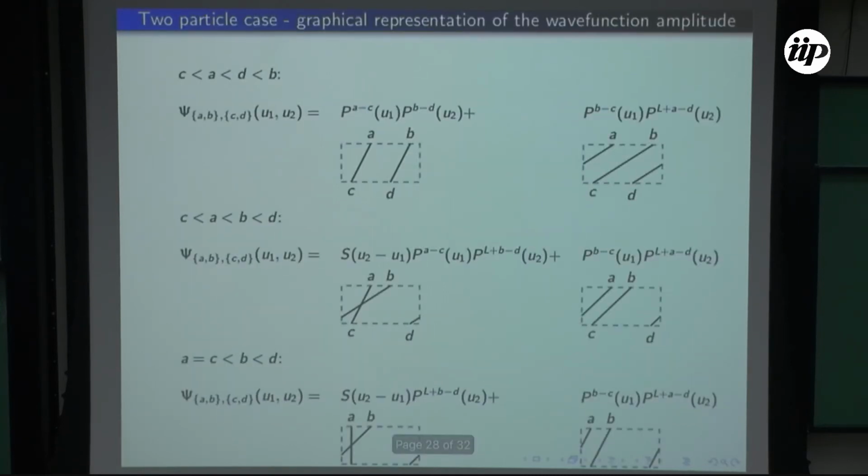And if you draw these amplitudes, I didn't list all 5, just 3. These amplitudes can be identified as follows. You have to again sum over all the permutations, which is in this case just 2, and then you connect your incoming and your outgoing particles with straight lines.